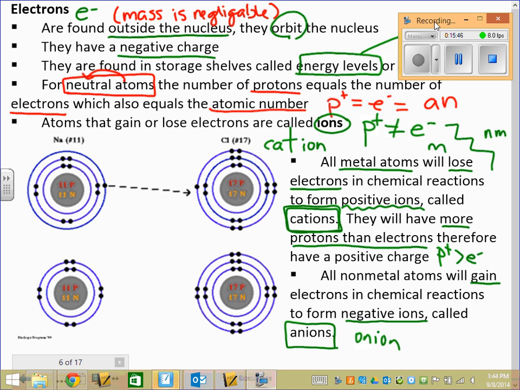Now that's the description of what an electron is and what happens when I gain or lose them. What we'll continue to talk about today and then again tomorrow is why. Why would something gain or lose electrons? What I'd like to show you first is visually what it looks like when something gains or loses electrons.